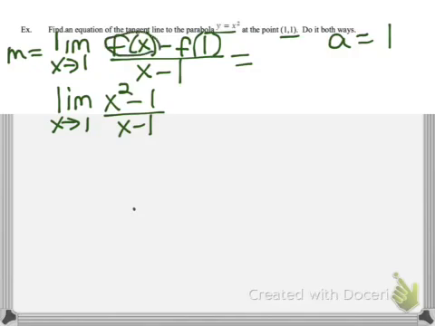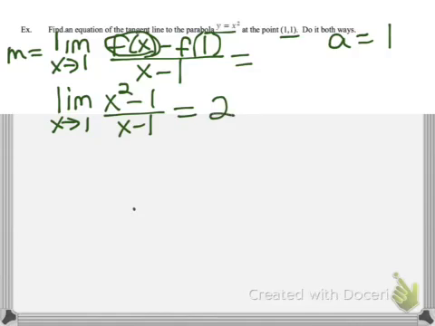So all I did was f of x is the function, and f of 1 is the y value when x is 1. Now we know how to find that limit. You would factor, cancel, and plug your value in, and you should be able to do all of that, writing it out, and you should get 2.